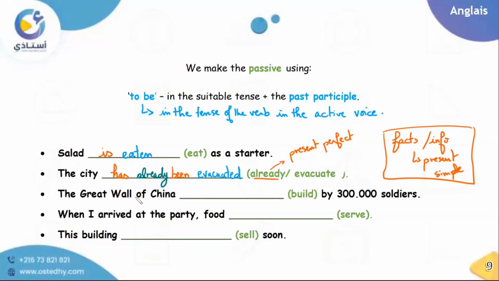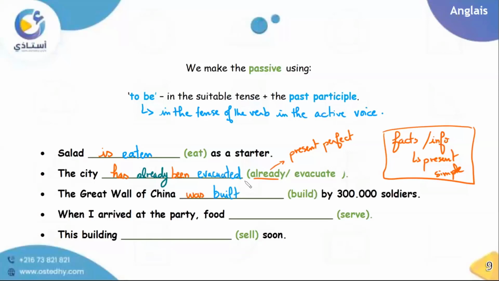Next, "the Great Wall of China built by 300,000 soldiers." What is this? This is something that happened in the past. So we would put the verb to be in its past simple form, which is "was," because Great Wall of China is singular, plus the past participle of build, which is built.